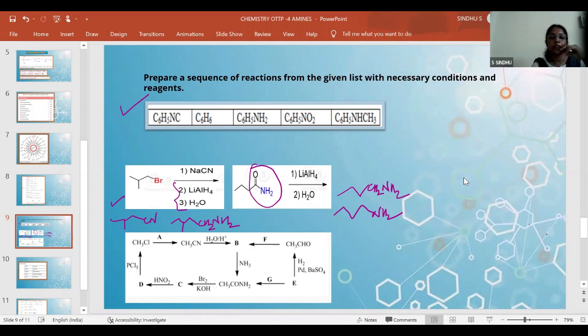Which one will be our first starting material? We have phenyl isocyanide, benzene, aniline, and nitrobenzene. The question is on the carbylamine reaction. Which one will give carbylamine? So from where to where do we go when such a thing is given?